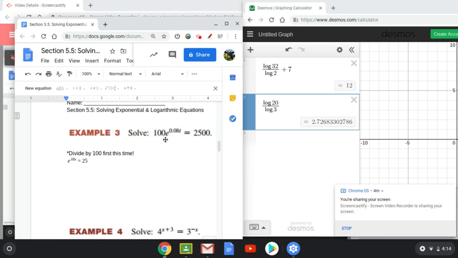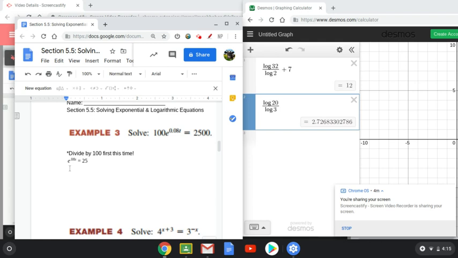There's a 100 being multiplied by e to the 0.08t. So I can go ahead and actually combine that 100 and that 2500 just to simplify things down. So if that 100 is being multiplied right now, the way that I get it to the other side is to divide it. So 2500 divided by 100 gives me 25. So all that I'm actually dealing with here is e to the 0.08t equals 25.